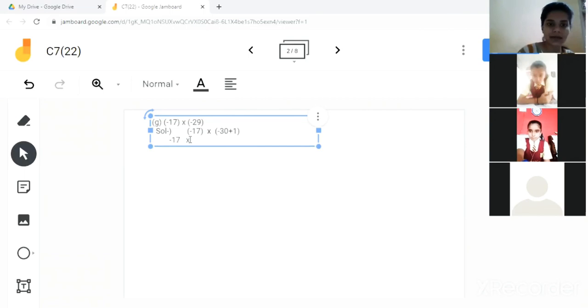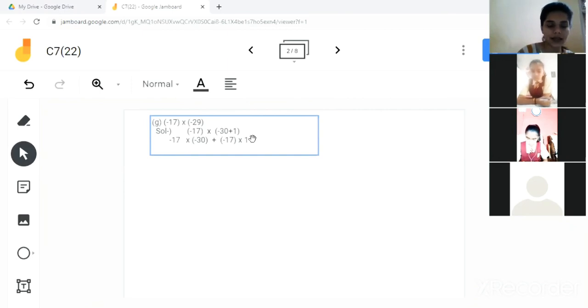So minus 17 multiplied by minus 30, plus, because the plus sign is inside the bracket, so plus minus 17 multiplied by 1. Now, what will be the answer here? Negative, negative is positive. 510.